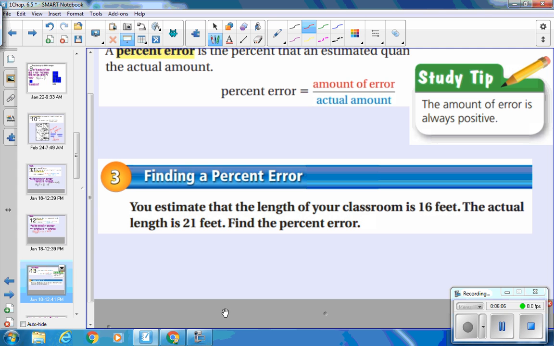If you estimated the length of your classroom to be 16 feet, but the actual length was really 21 feet, you would do the exact same thing we did for increase or decrease. You would take the higher number, which is 21, and subtract the lower number. And in this case, though, you would divide by what the actual length is. That's the only thing you really have to pay attention to in that formula. When you get a decimal and change it to a percent, you end up with 23.8%. And that means that's how far off your estimate was from the actual.